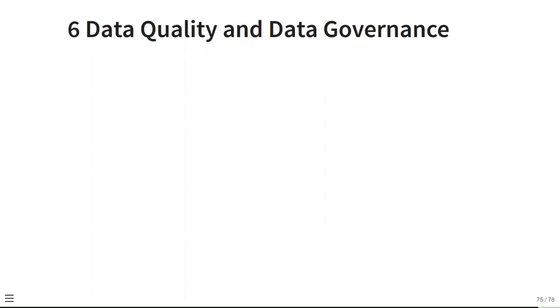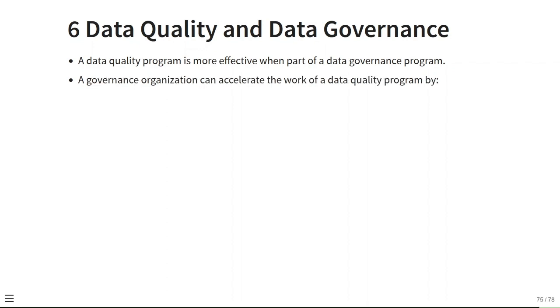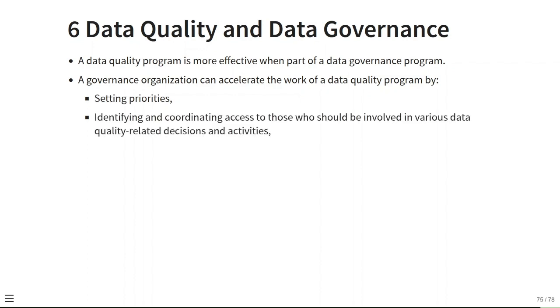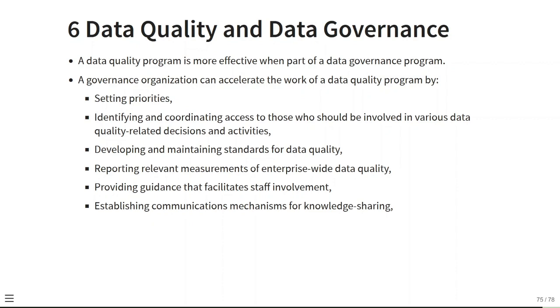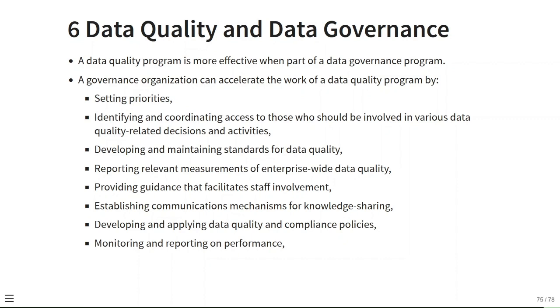Data quality and data governance. A data quality program is more effective when part of a data governance program. A governance organization can accelerate the work of a data quality program by setting priorities, identifying and coordinating access to those who should be involved in various data quality related decisions and activities, developing and maintaining standards for data quality, reporting relevant measurements of enterprise-wide data quality, providing guidance that facilitates staff involvement, establishing communication mechanisms for knowledge sharing, developing and applying data quality and compliance policies, monitoring and reporting on performance, sharing data quality inspection results, and resolving variations and conflicts.